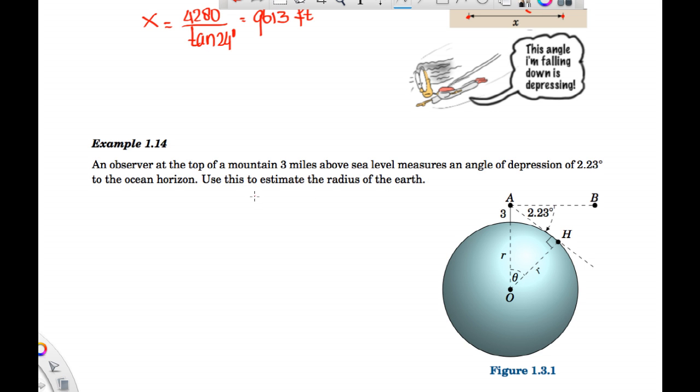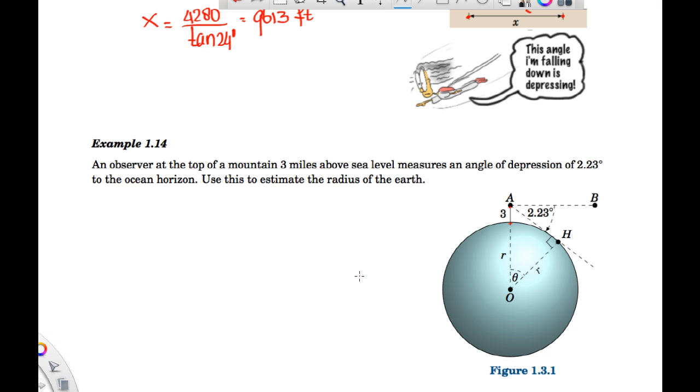An observer at the top of a mountain 3 miles above sea level. So here we are on the Earth, and we are exactly 3 miles above it. The observer measures an angle of depression of 2.23 degrees. So you're looking horizontally, and when you go 2.23 degrees down, that's when you could draw a line from your eyes to the horizon. We should be able to use this picture to come up with an estimate for R.